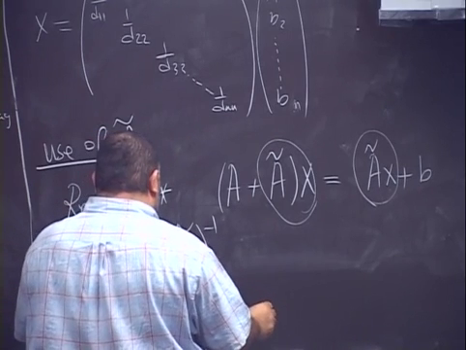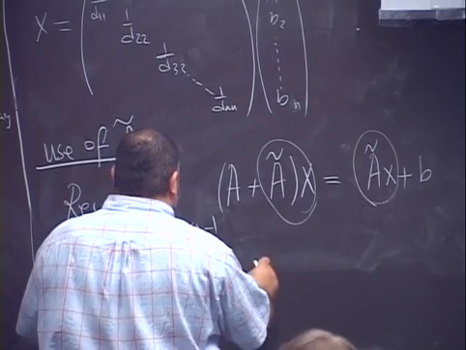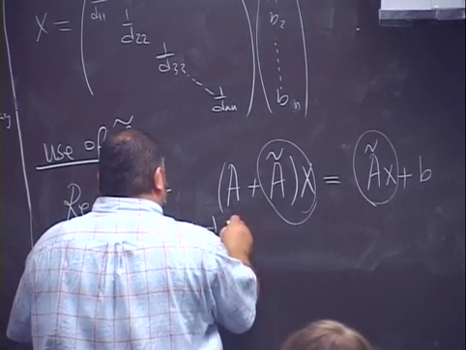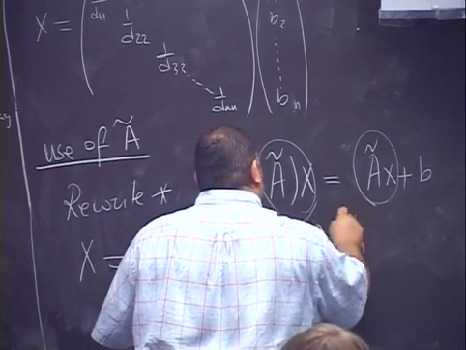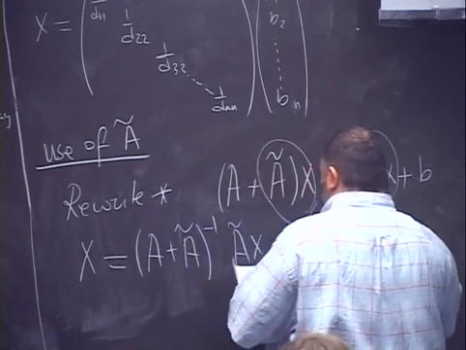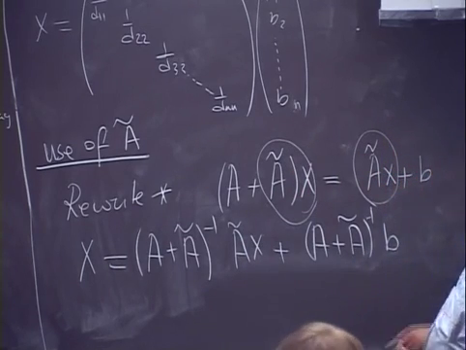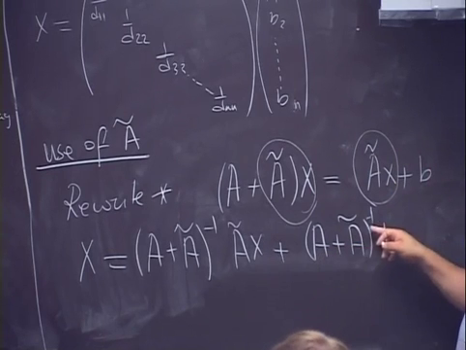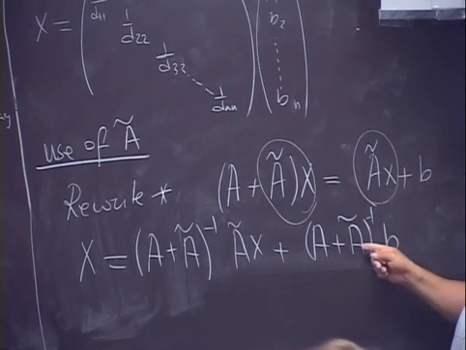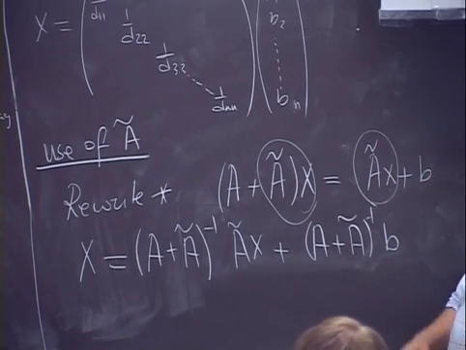multiplied by A tilde x plus (A plus A tilde) inverse multiplied by b. So this is the matrix, the inverse of this matrix. And again, the main goal of our work is to pick a tilde that will make my inversion very easy.